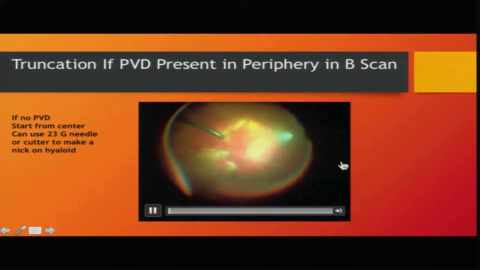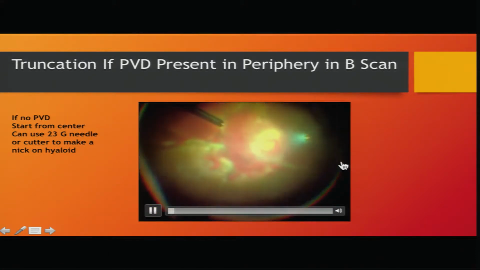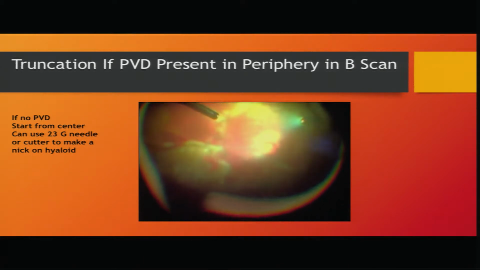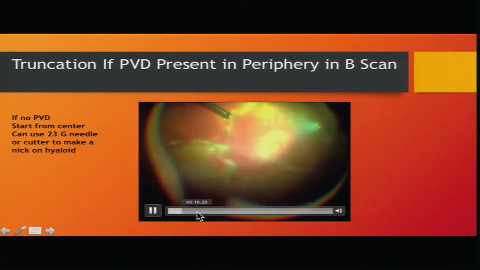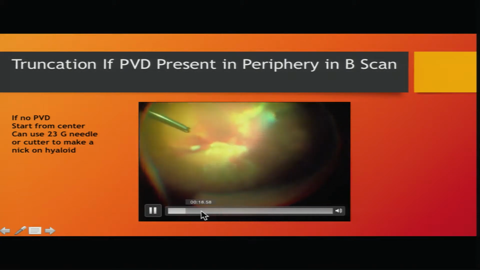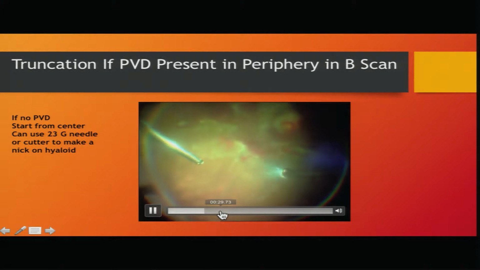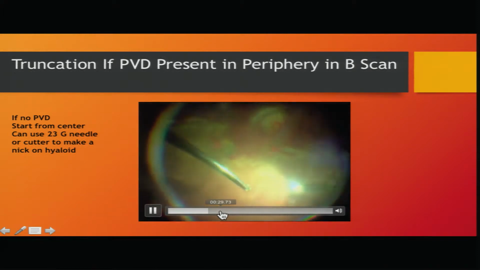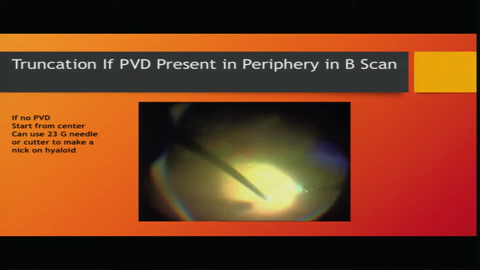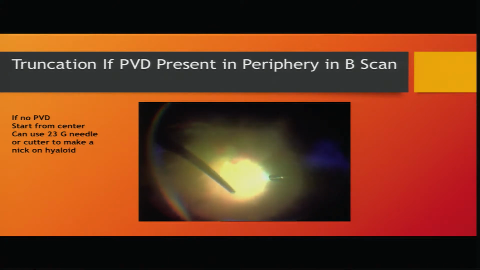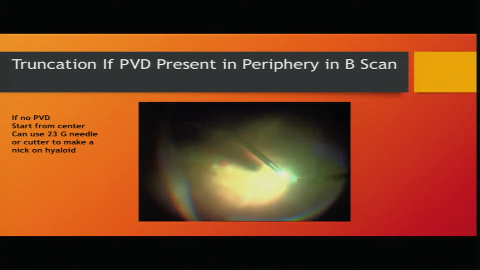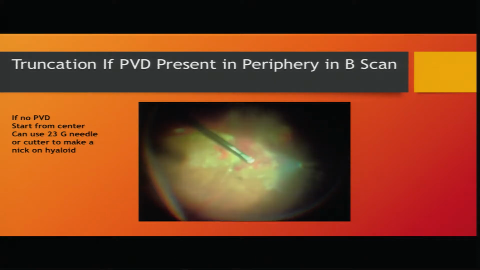Truncation, if PVD is present in the periphery on B scan, like I showed, the upper part had some PVD, so I started in the periphery with opening of the hyaloid, as much as possible. If no PVD, start from the center. If you are using 23 gauge, you can use a 24 gauge needle through that opening and make an opening in the center. Otherwise, you can use the cutter itself.